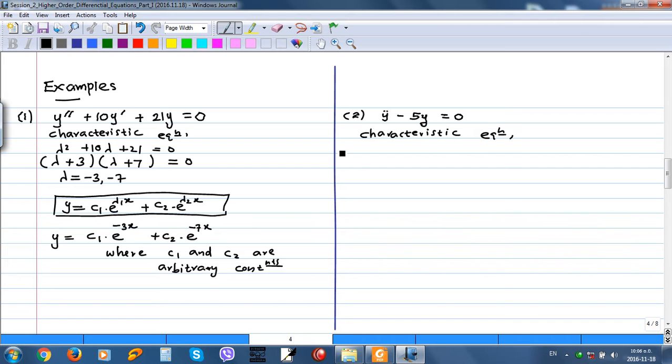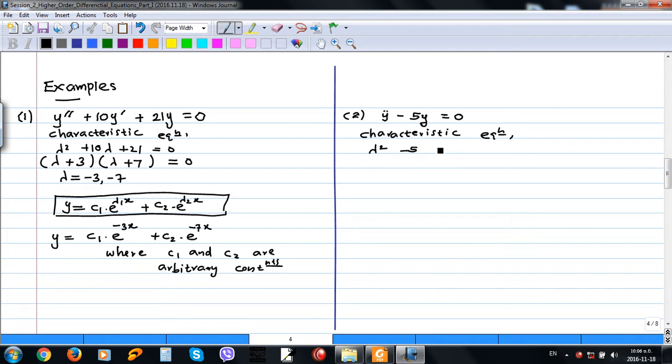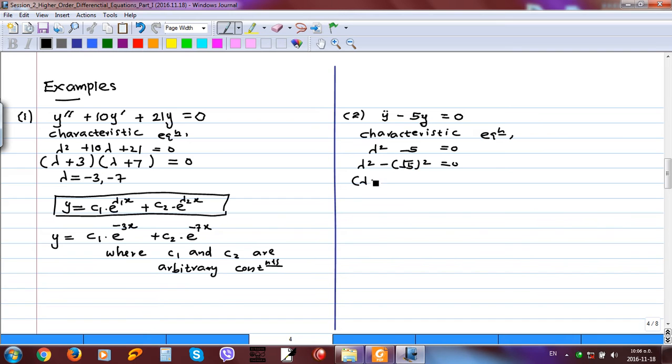As the first step, here lambda square minus 5 equals 0. So we can write lambda square minus root 5 square equals 0. Then you can write lambda plus root 5, lambda minus root 5 equals 0. Then the answers: you can take lambda equals minus root 5 and lambda equals plus root 5.